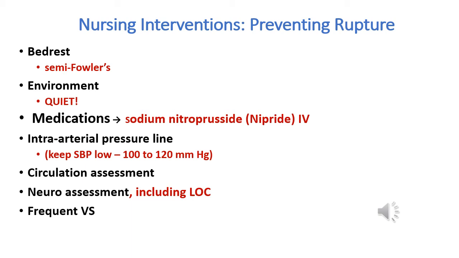hemorrhaging. We want to keep a close eye on distal circulation, so we're going to do all those things that we do to assess effective tissue perfusion, which there probably will not be because we've got bleeding from that major artery, and so the blood isn't perfusing to the feet. Frequent neuro checks, including level of consciousness, and of course certainly frequent vital signs.